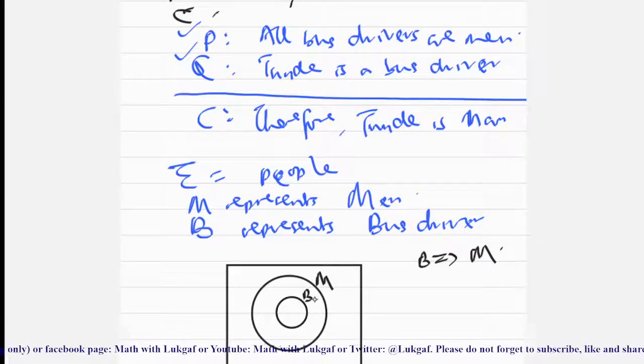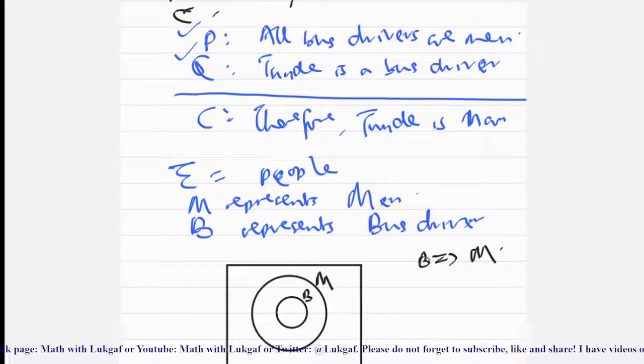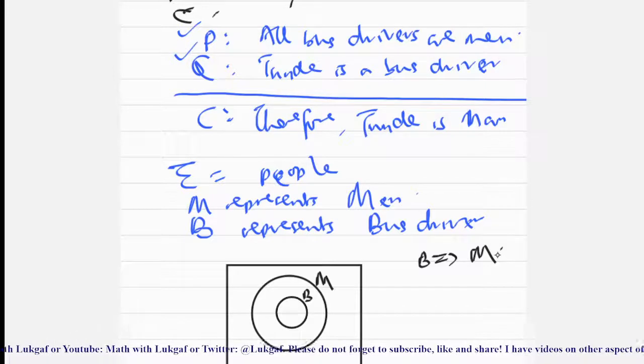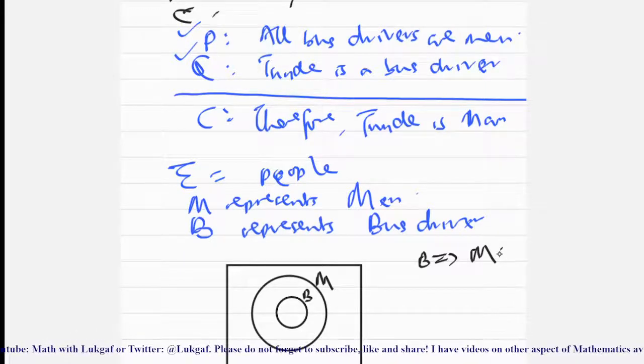And what is related to subset in proposition? That is implication. B is a subset of M. And if you check that one very well, Tunde is a bus driver. I hope you understand now. So Tunde is a bus driver.